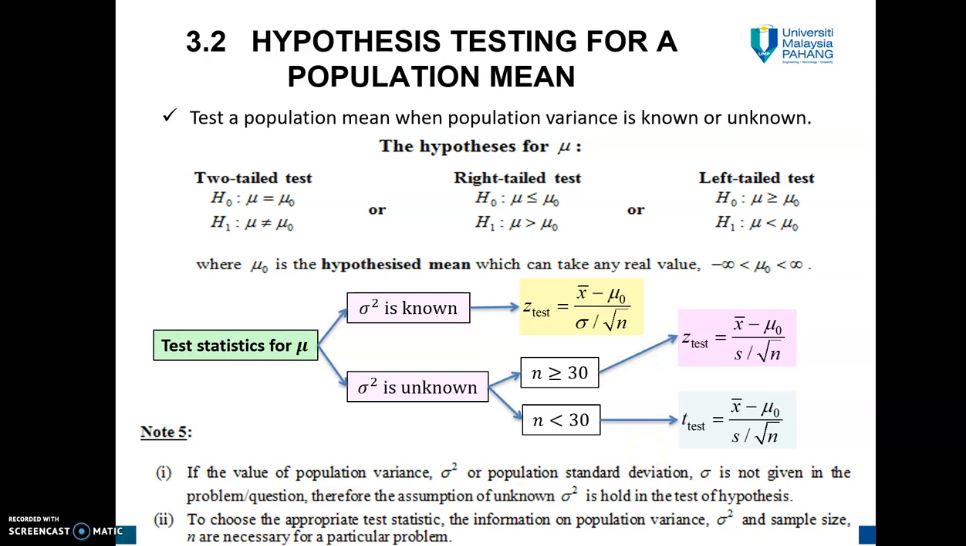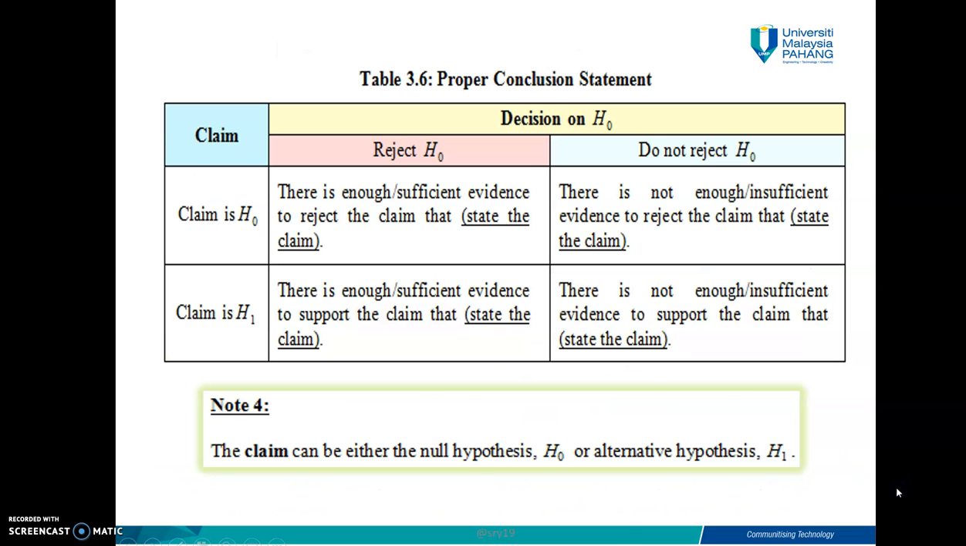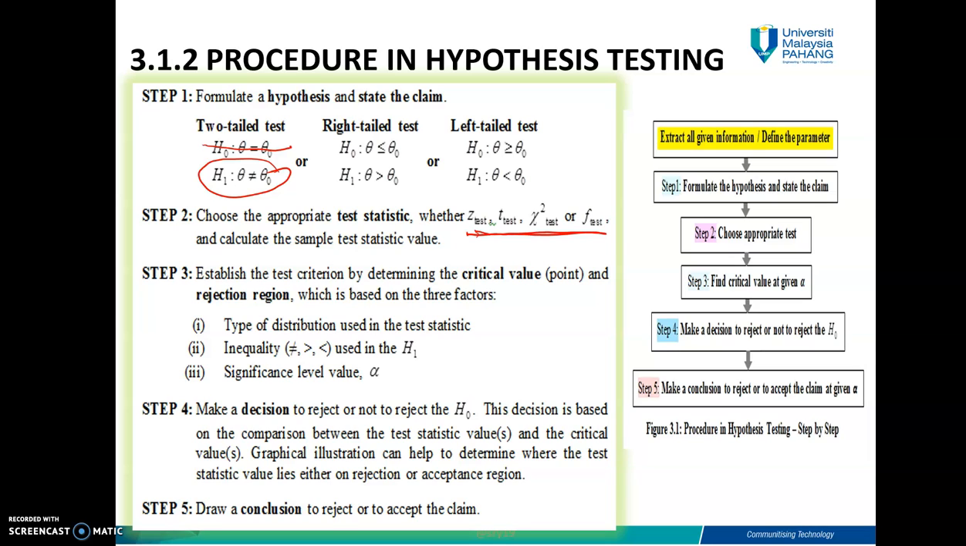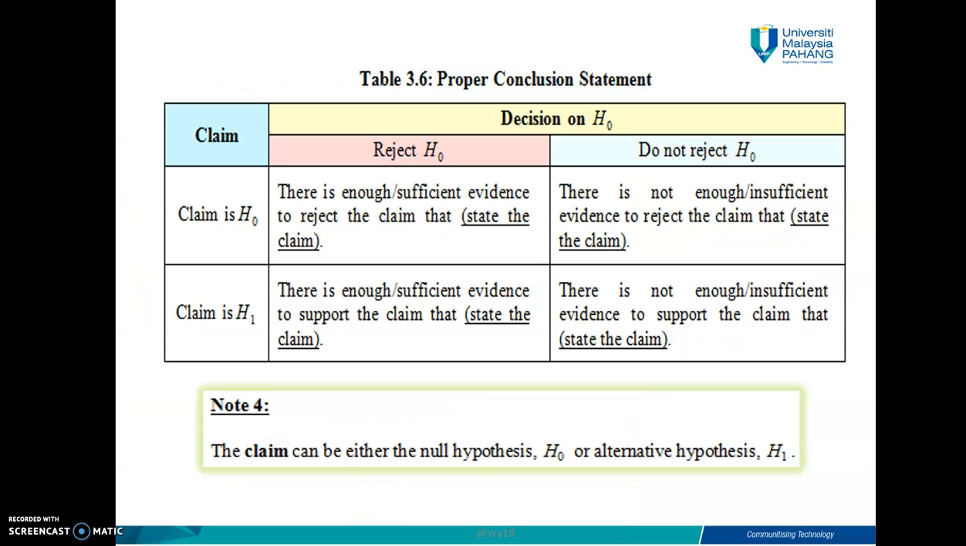So now we continue with hypothesis testing for a population mean. Before I continue with 3.2, from the previous video, you can see that you have 5 steps here on how to do the hypothesis testing, traditional approach. And this one is actually a proper conclusion statement. That means if you reject H null, how do you conclude? At alpha 0.05, for example, there is enough evidence to reject the claim if the claim is at H null, and the other way around.